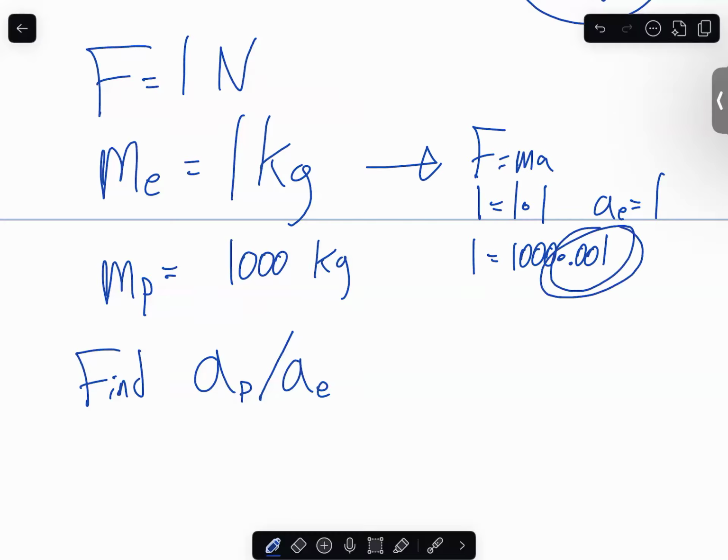Which number is bigger, the proton acceleration or the electron acceleration? Google form, look at the numbers on the screen. The protons accelerate with an acceleration of 0.001. The electrons accelerate with an acceleration of 1 meter per second squared. Which of these two numbers is bigger? Google form I.